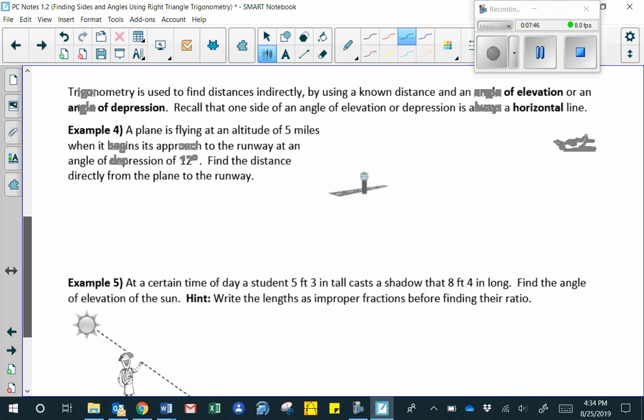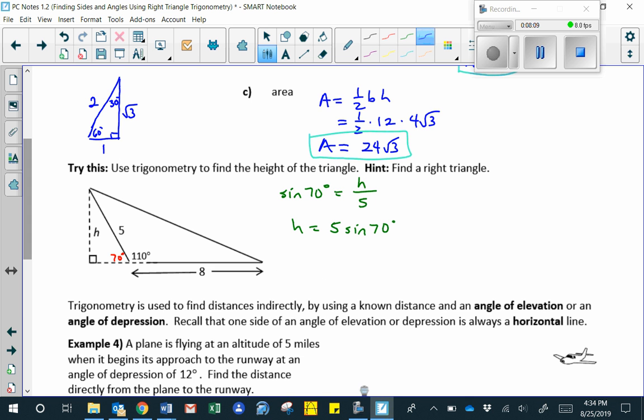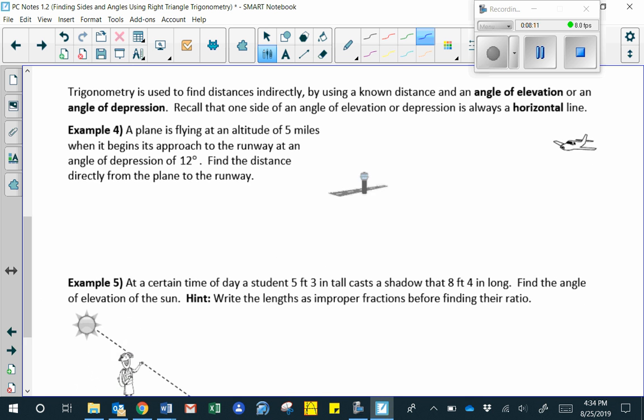Moving on to finding distances indirectly in applied problems, we know that from geometry, we have an angle of elevation and an angle of depression that measures how far down or up we are looking. And remember that one side of the angle of elevation or depression is always a horizontal line. So in example 4, I have a plane flying at an altitude of 5 miles. I'm going to go ahead and draw that in to our figure. The altitude is the height of 5 miles.